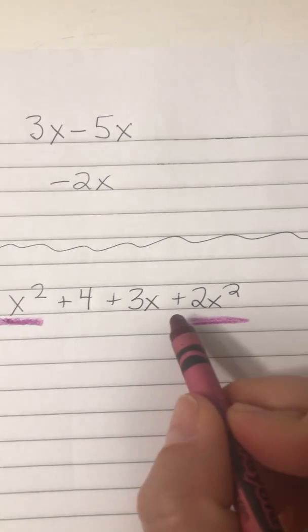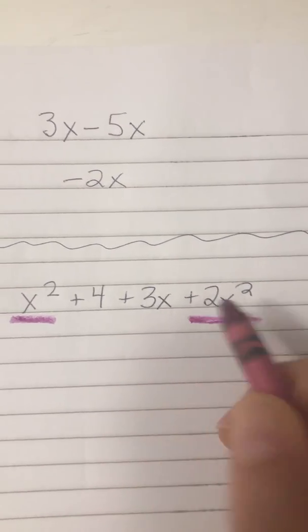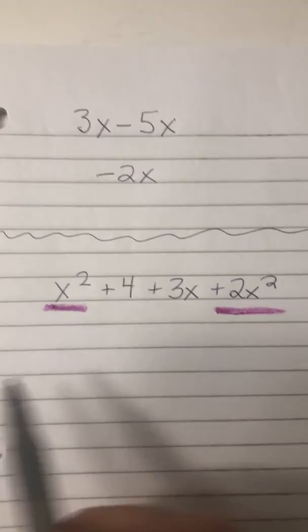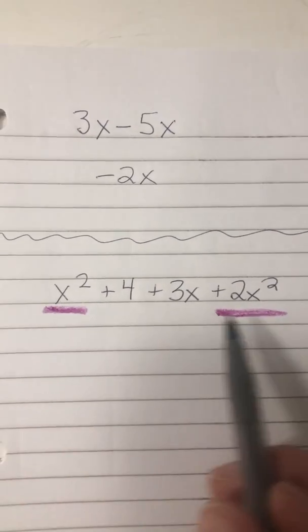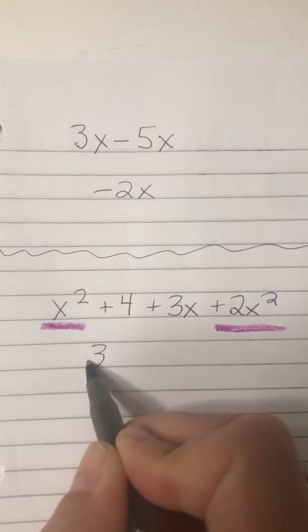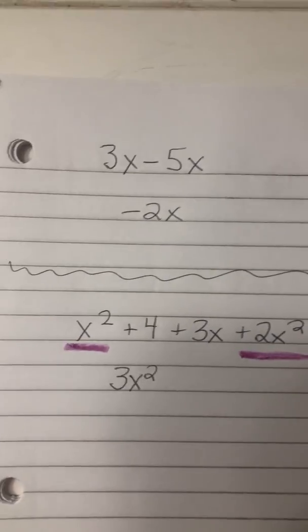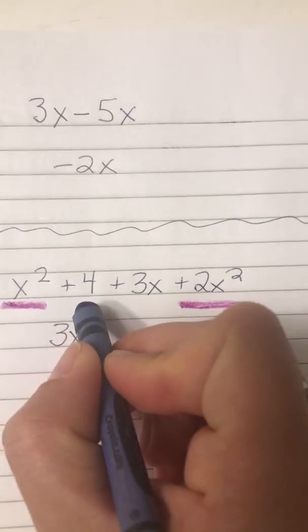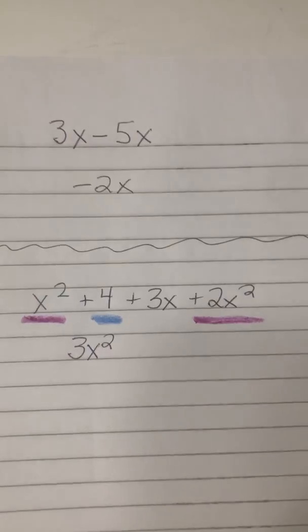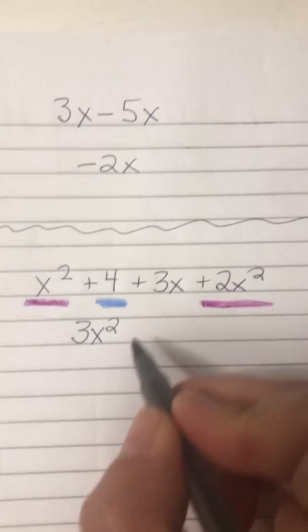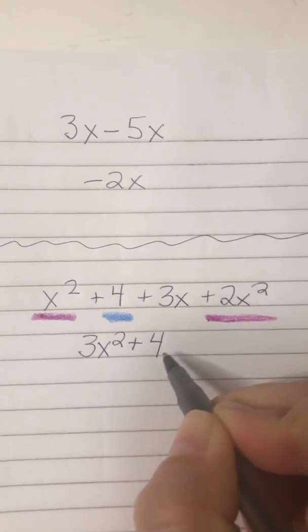Now in front of the 2x squared, there is an addition. So we need to make sure we're adding it. So 1x squared plus 2 more x squared would be 3x squared. We also have a number 4, and that does not have a variable. It's just a number, in blue, and that cannot be combined with anything else. So you would just bring that straight down.